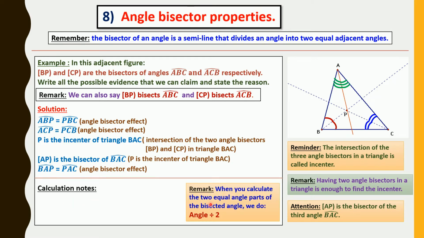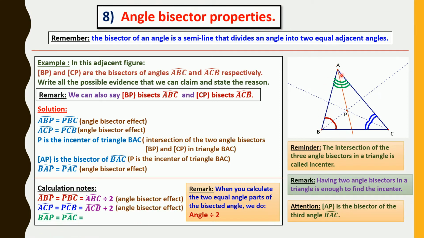Calculation notes. When you calculate the two equal angle parts of the bisected angle, we divide the angle by 2 to find these two equal angle parts. For example, if we want to calculate ABP and PBC, it's equal to angle ABC divided by 2. Angle bisector effect. Also, ACP equals PCB equals ACB divided by 2. Angle bisector effect. Also, BAP equals PAC equals BAC divided by 2, angle bisector effect.